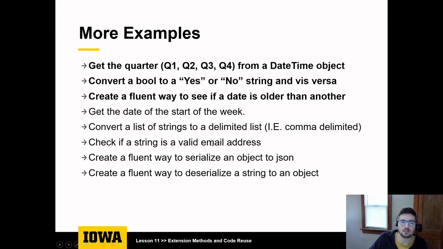Convert a list of strings to a delimited list. You can write extension methods on the list object, of course. You can write them on any object. You have a list of strings and you want to turn them into one string that's comma delimited, and you write a little extension method for that. Extension method to check if a string is a valid email address. You could write fluent ways to serialize and deserialize objects. You can write extension methods for all sorts of things, but these are similar examples here.